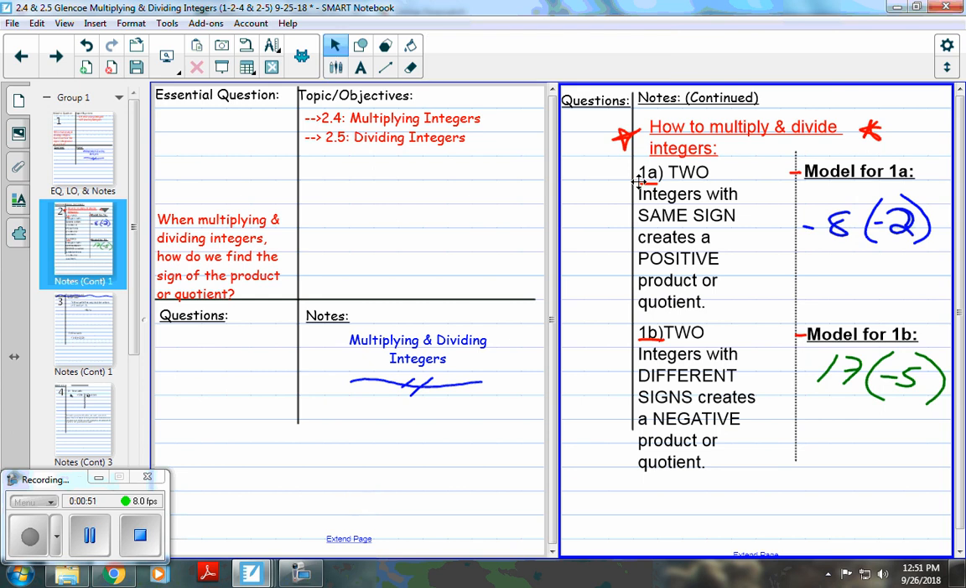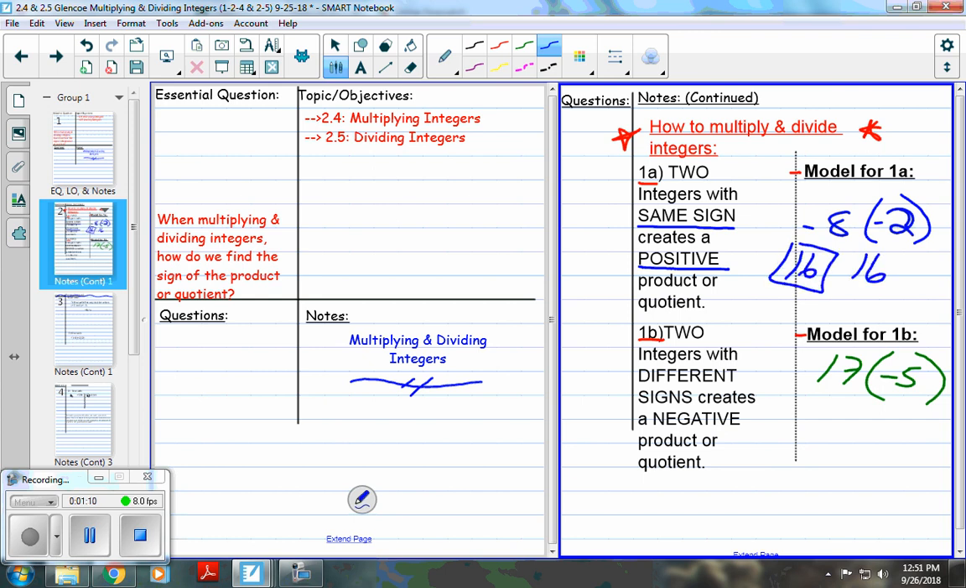So the first thing is if it is same signs whenever we multiply or divide, our product or quotient becomes a positive answer. So model for 1A, we have -8 times -2. They're both the same sign, therefore our answer is a positive, and we end up with 16.